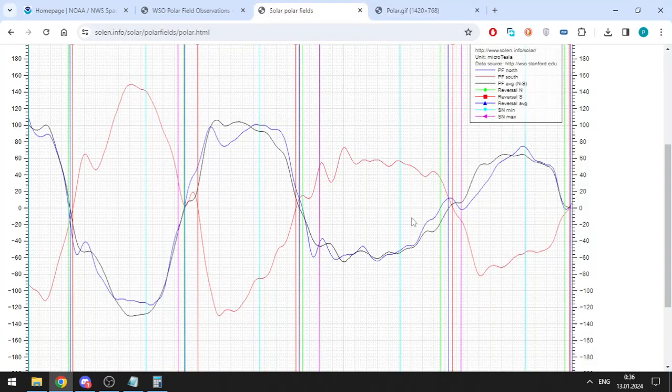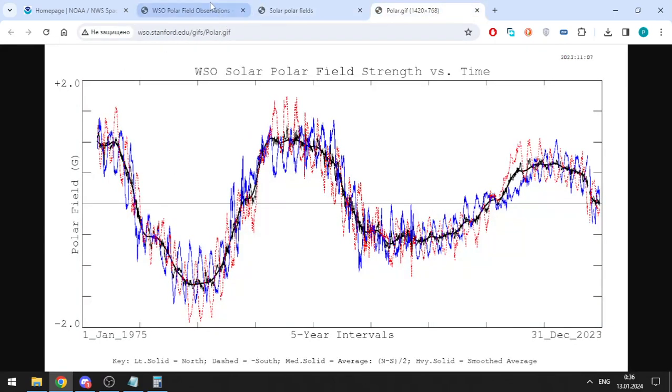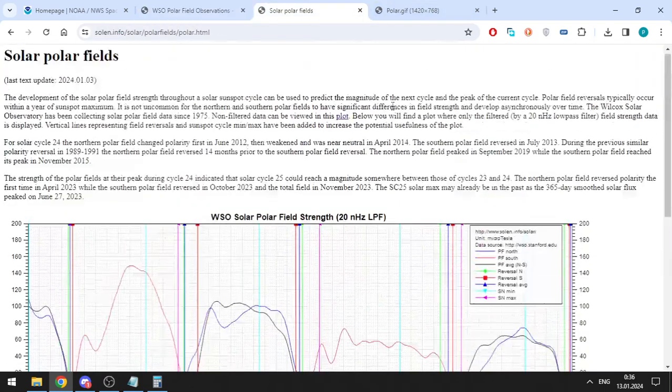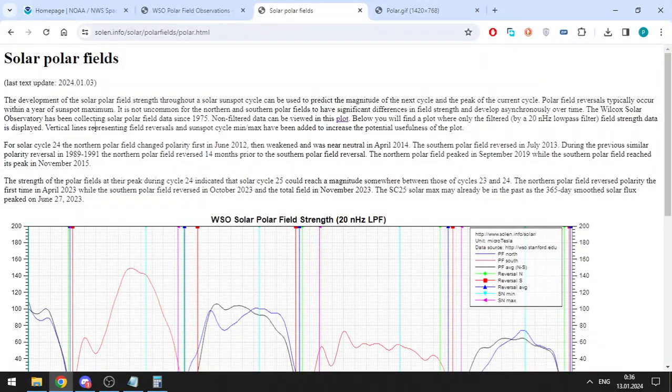These are smooth graphs, okay? What do I mean by smooth? Well, they're filtered by 20 nanohertz, and they're saying the same here. 20 nanohertz low pass filter. What does that mean? What is 20 nanohertz? Well, it's roughly once every 1.5 years, something like that.